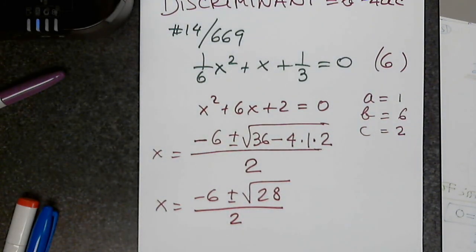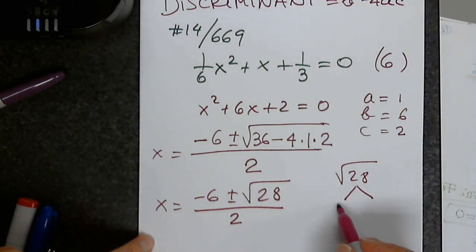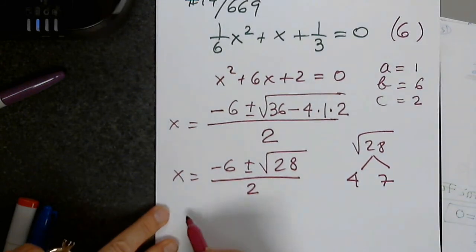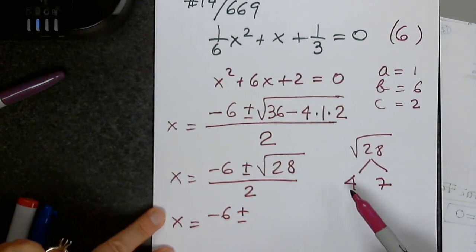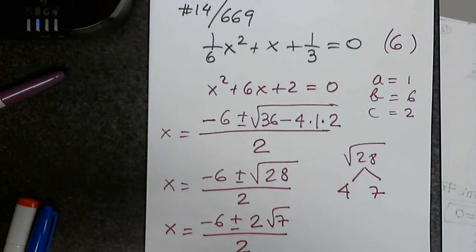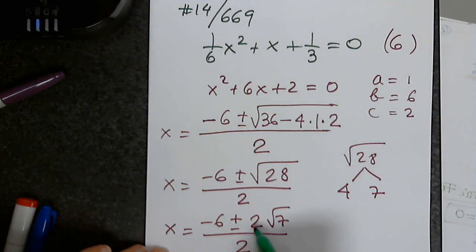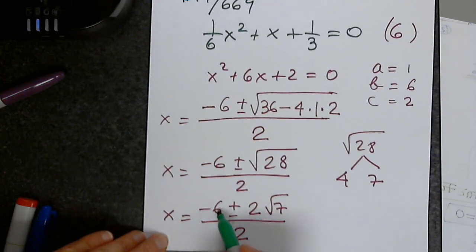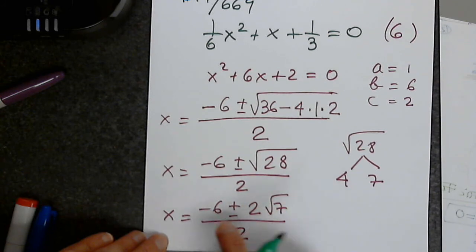The square root of 28, we learned in chapter 10. What do I do with the square root of 28? Very good. So then x is -6 plus or minus the square root of 4, which is 2, times the square root of 7 divided by 2. Remember, you cannot simplify. There are two ways, at least let's do one of them. You cannot simplify this with this, please do not do it, because these are not factors, they're terms.